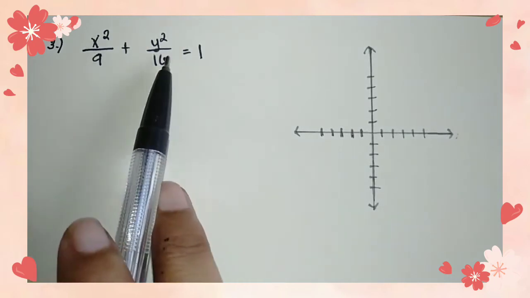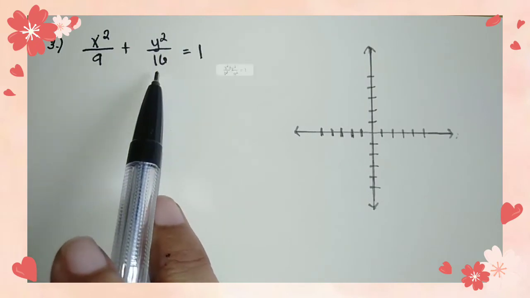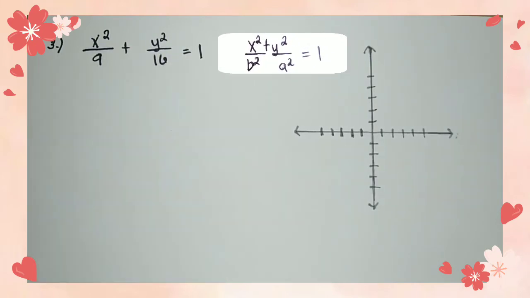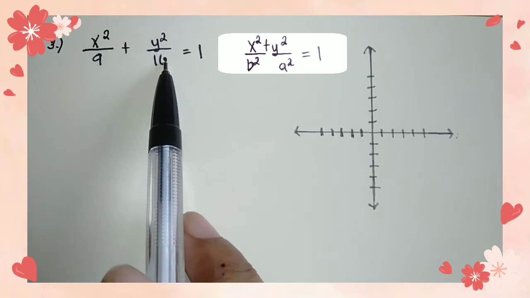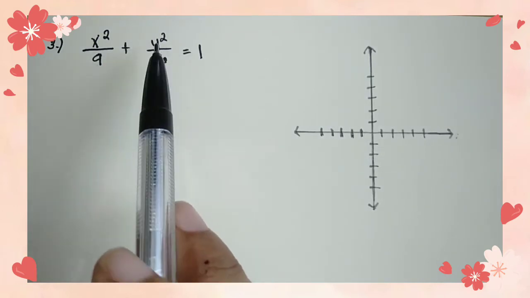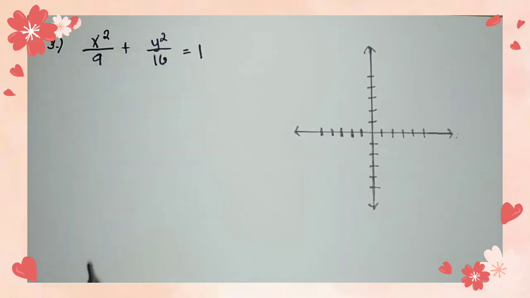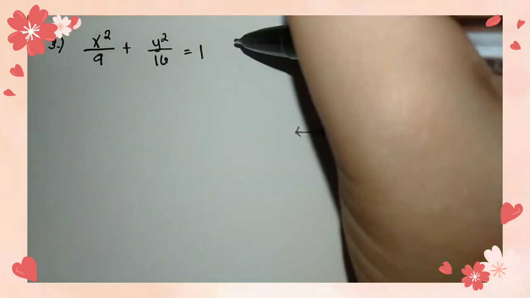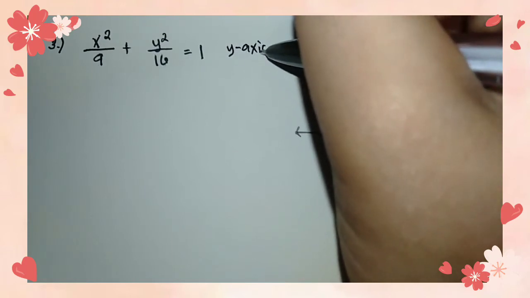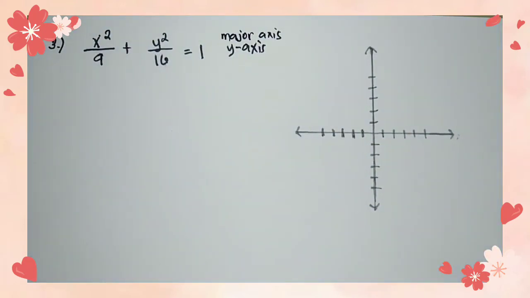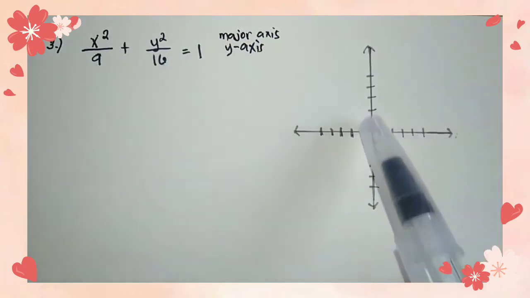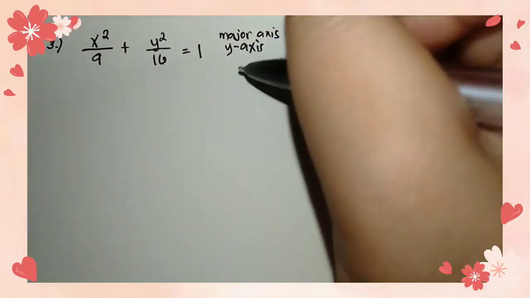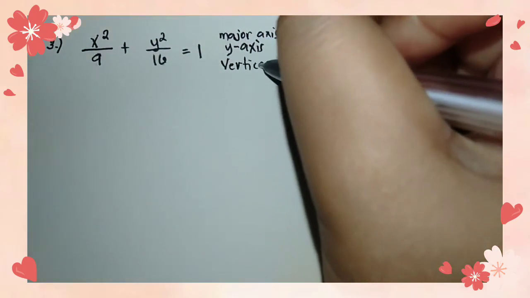So, we have 16 as the greater value. Meaning to say, nandito yung ating a squared. Next thing to do is identify the major axis. Since ang ating a is nandito, dahil si 16 ang mas malaki kesa kay 9, and nasa y siya, or nasa tapat ni y, meaning to say, ang ating major axis is at the y-axis. Okay? So, nasaan yung ating y-axis sa Cartesian coordinate plane? Ito siya. Itong vertical line. And meaning to say, ang ating ellipse is a vertical ellipse.